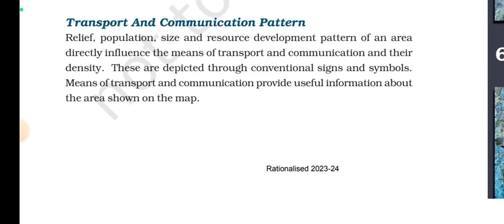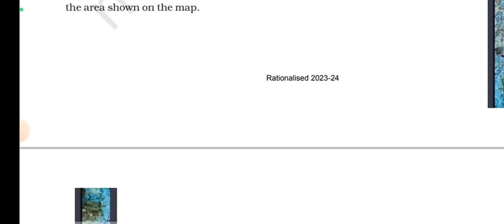Relief, population size and resource development pattern of an area directly influence the means of transport and communication and their density. These are depicted through conventional signs and symbols. Means of transport and communication provide useful information about the area shown on the map. तो ट्रांसपोर्ट कम्युनिकेशन के बारे में भी हमको पता चलता है.